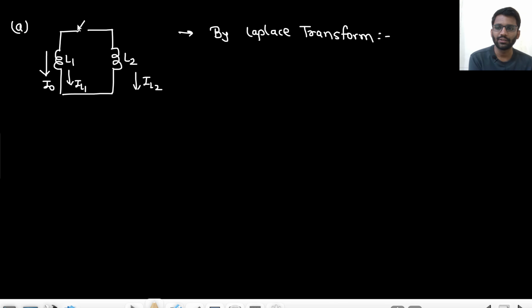So this switch is closed at t equals 0. First we will solve by Laplace. So how will we make the Laplace equivalent? L1 and L2 will be replaced with their impedance. L1 will be replaced with L1s, L2 will be replaced with L2s. And what will happen to the current source? We can convert the current source to a battery. How will we make the battery? In the direction of current, minus to plus. That is L1 I naught.